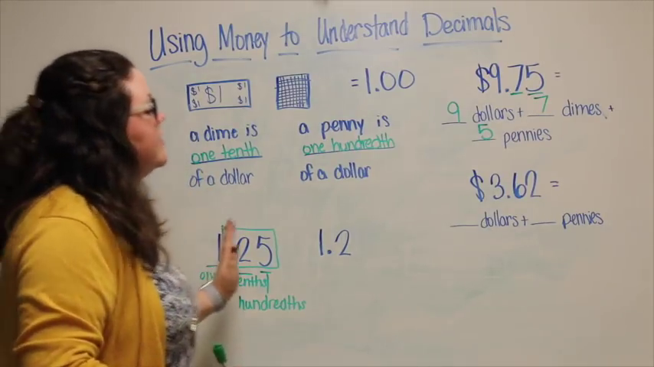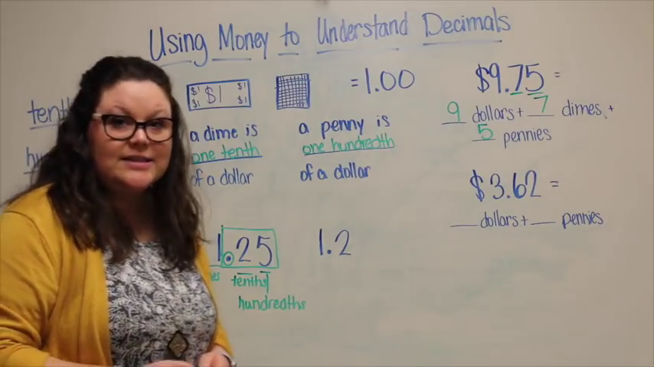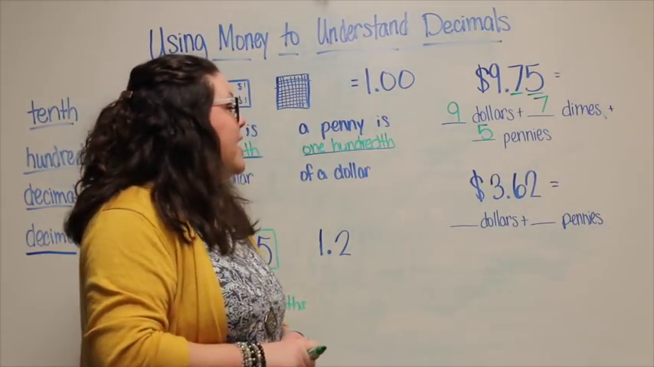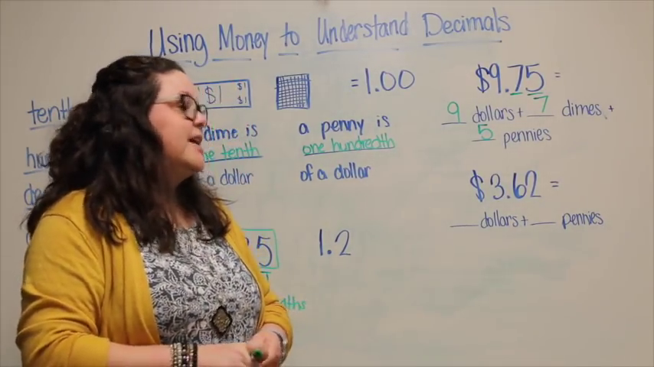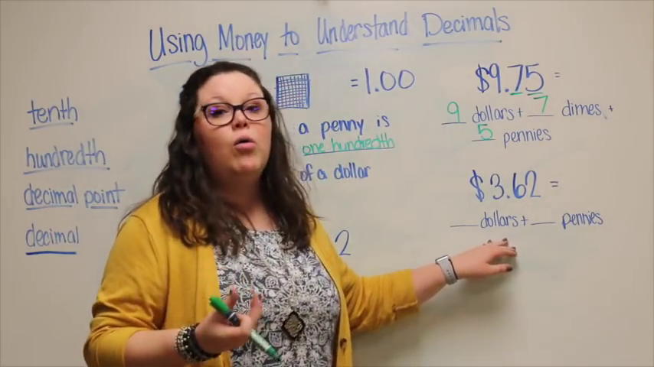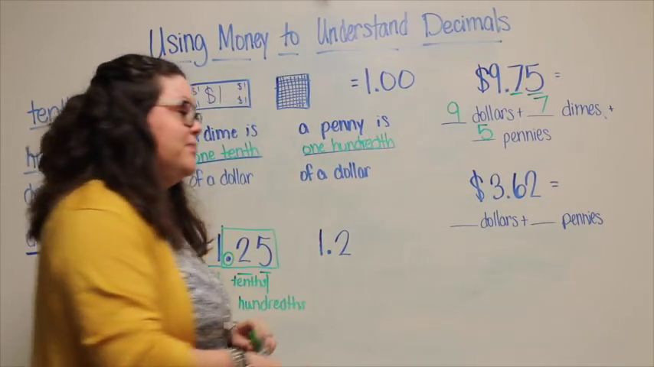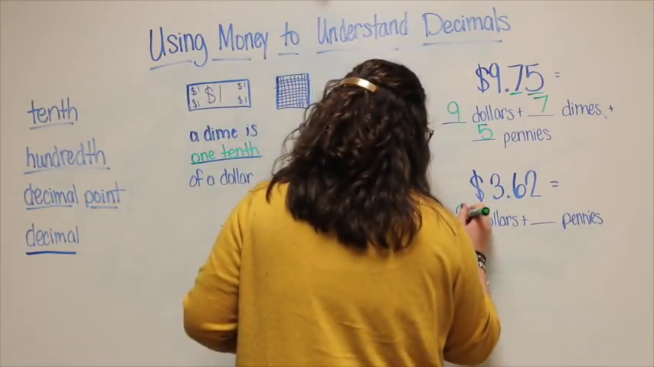So let's go back to our example. We're going to do another example. I have $3.62, and it's wanting me to use dollars and pennies this time. So I'm going to look at my dollars. My dollar is a whole. It comes before the decimal. How many dollars do I have? I have $3.